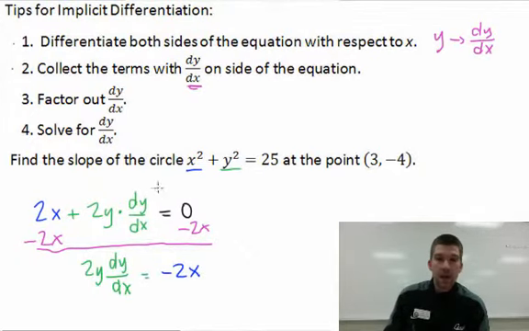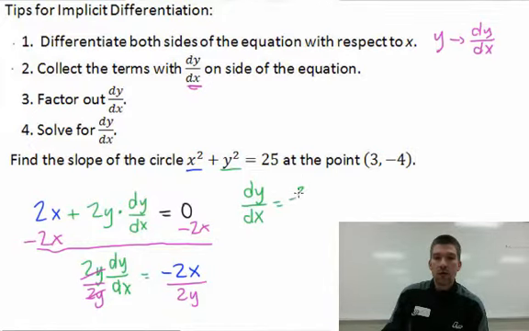Okay? And then how do I get dy dx all by itself? I divide both sides by the 2y. And when I divide both sides by 2y, what happens? These guys cancel out. So dy dx is equal to negative 2x over 2y.